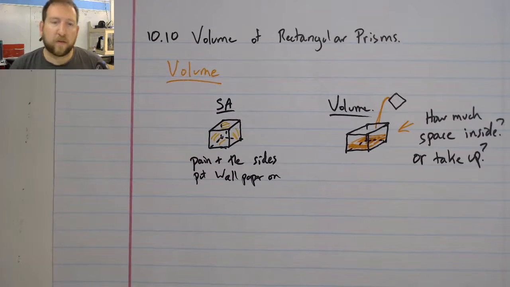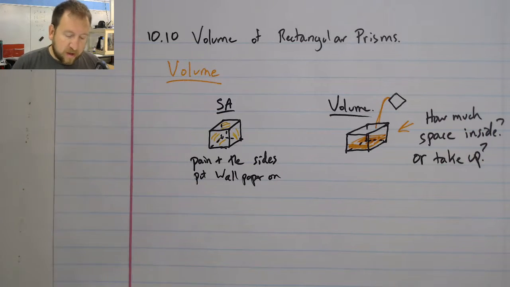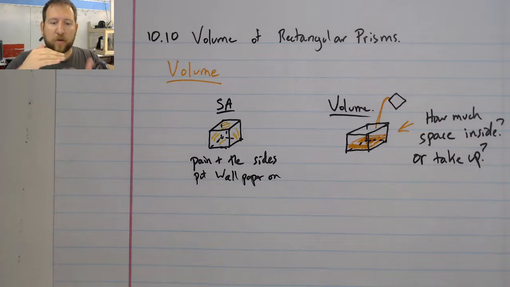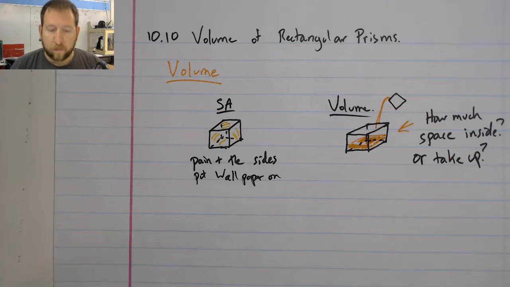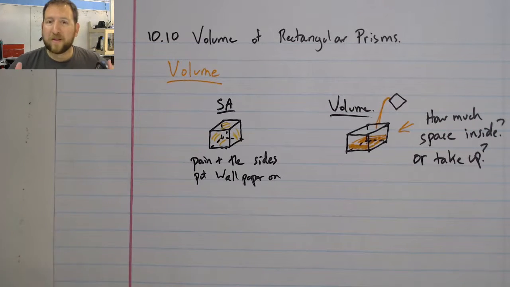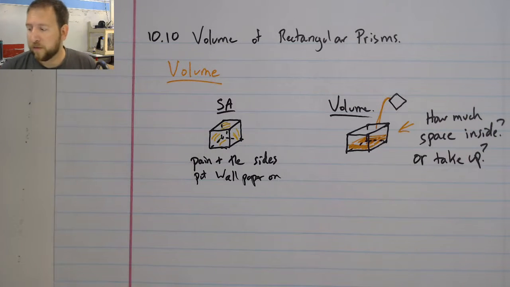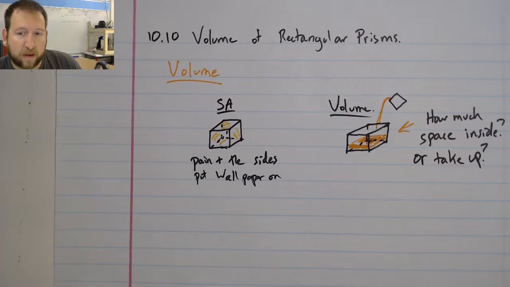Now, this would be very useful if I'm trying to fill something with water or if I'm trying to pack something in a box and I want to know how much it holds. So instead of the edges all on the outside, we're talking about filling it up, and that's what makes volume in this case. Now, what's nice is for our rectangular prisms, our volume is actually pretty easy to calculate.